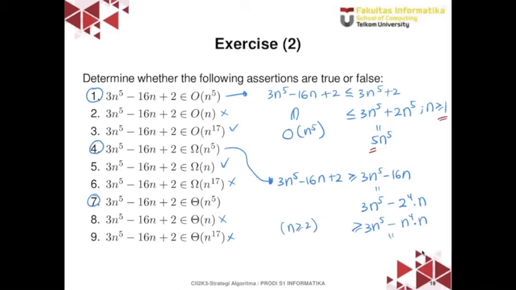So this is equal to 2n^5. So here we already have c and we already have n0. So we can conclude that this is also true, because the function is in big O, and it is also in big omega, so we can conclude that it is in big theta.